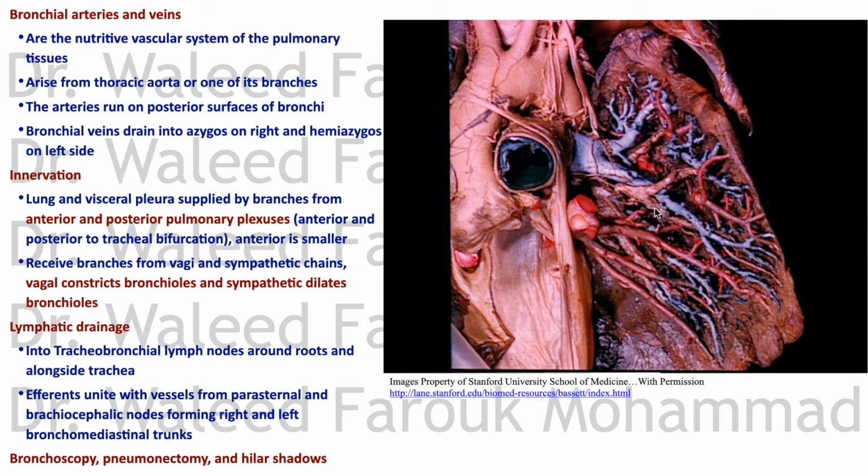Which of the following has the same pattern of divisions? So the bronchial artery, the same as the pulmonary artery, the same as the bronchial tree, and the different part is the tributaries of the pulmonary vein.